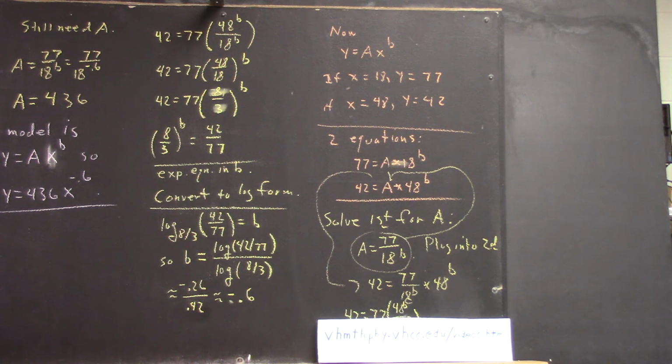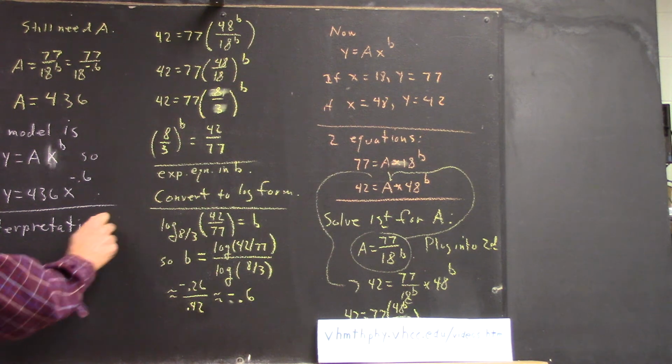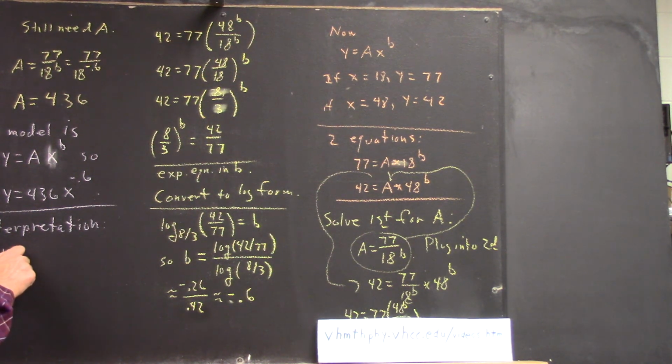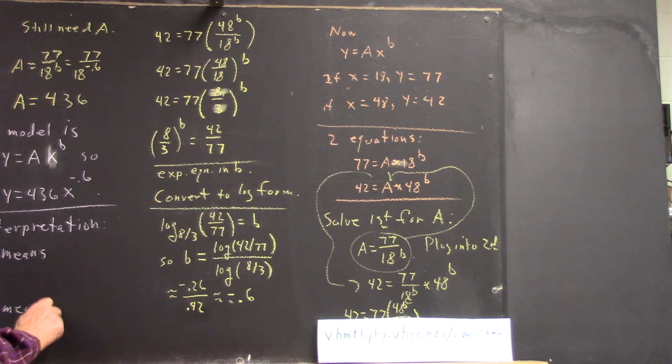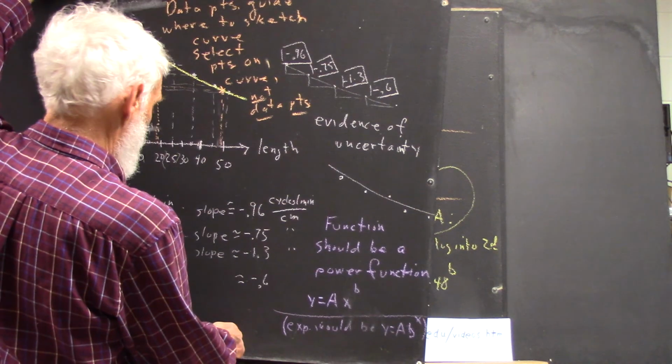Now, first of all, let's get to interpretation, because this is really what we want to talk about. What does Y mean and what does X mean? It wouldn't hurt to go back and look at our graph. Well, yeah. X is length and Y is what?